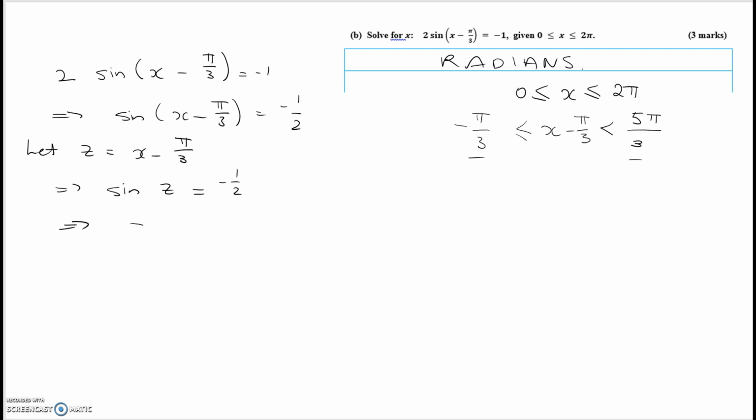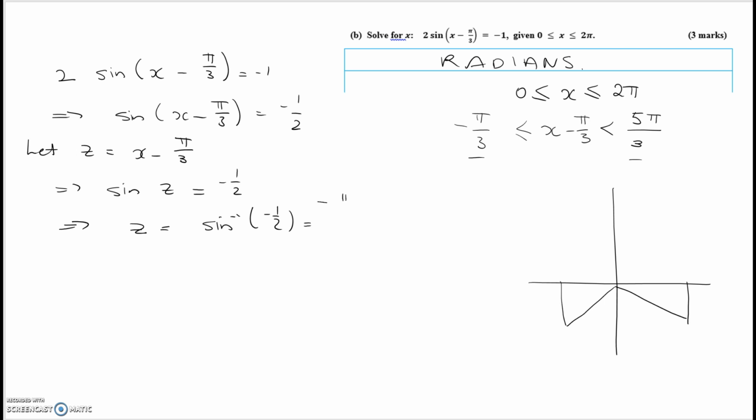Okay, undoing sine, z equals sine inverse of negative a half, which means that's now just check which quadrants have negative sine. It's this one and this one. So using your calculator you get negative pi by 6, and so that's this one. To get this one, it's going to be the same angle but plus 180 or pi.